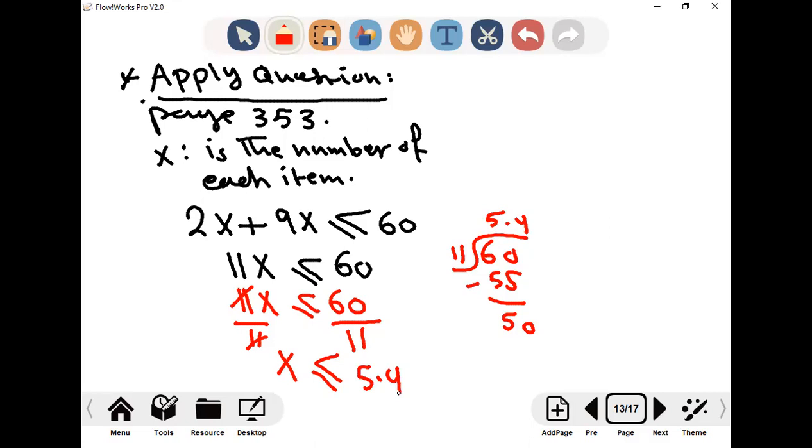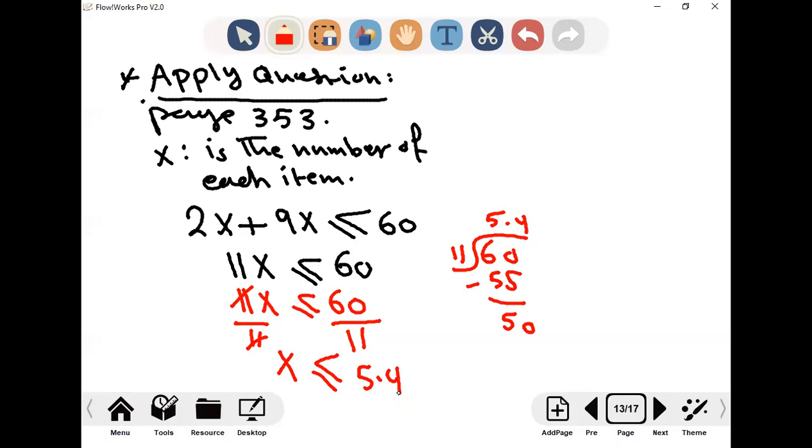Focus with me now. x is the number of each item. Can I go to the shop and tell the owner I want to buy 5.4 t-shirts? It's not logical, right? I cannot buy parts of a t-shirt. Either I can buy 5 t-shirts or 6 t-shirts. You go to the supermarket or clothing store and tell them, I want three and a half t-shirts.